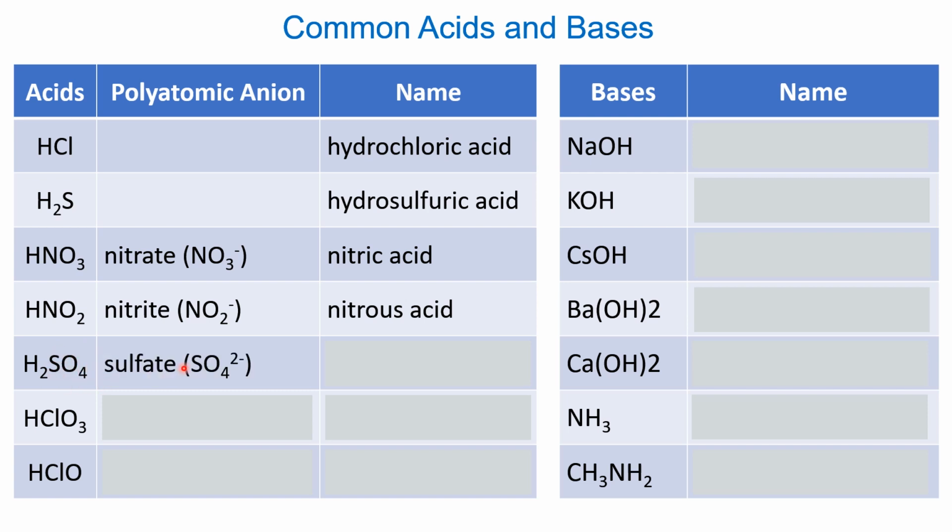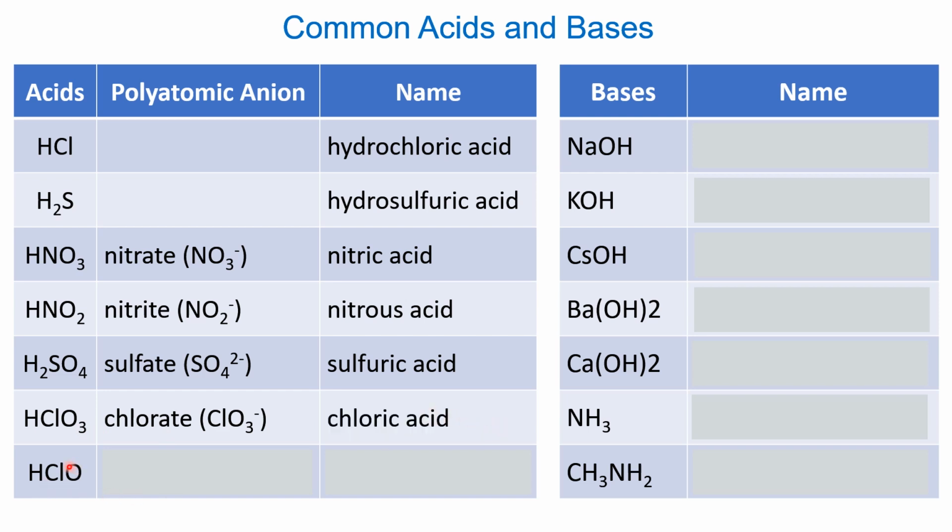This is H2SO4. SO4 2 minus is sulfate, change the ate to ic acid, so sulfuric acid. A little bit different, right? Now this is chlorate. Chlorate is the polyatomic anion here, so change this to chloric acid. This is the hypochlorite polyatomic anion, and we change this ite to ous, so hypochlorous acid is the name of this acid, based on the polyatomic anions.